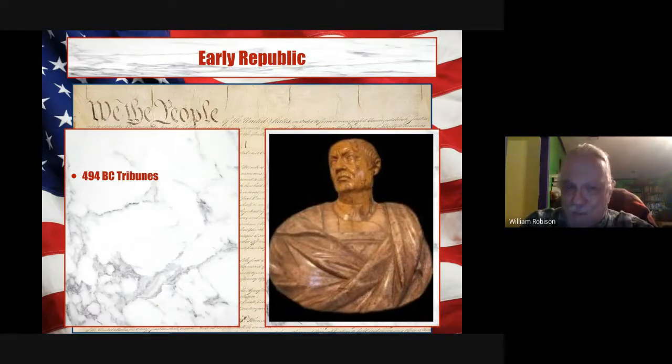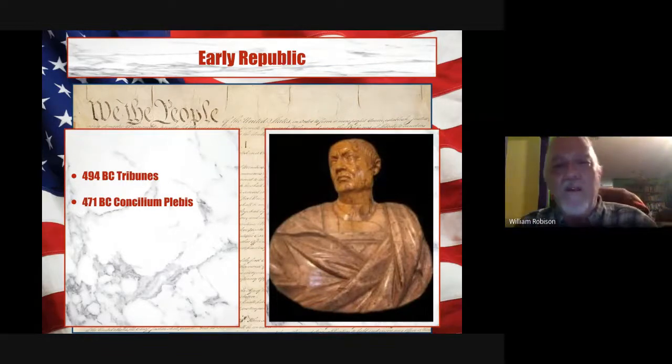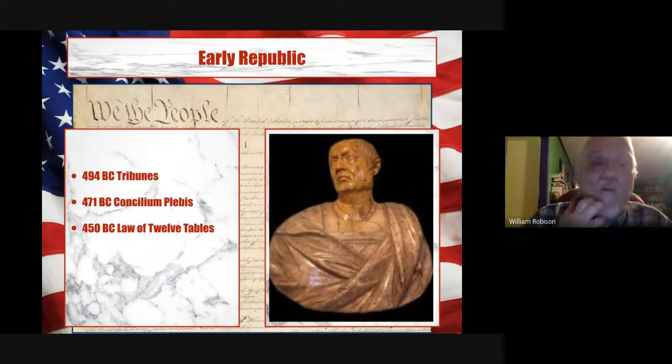Now here's the catch. A lot of the early tribunes were, as a matter of fact, patricians. So they didn't necessarily always have the interests of the plebeians in mind. Nonetheless, it's a significant step. In 471, they created something called the Concilium Plebis, a council of plebeians, which gives them a greater role in government. And in 450, much as what happened in Athens a moment ago, the laws were written down.